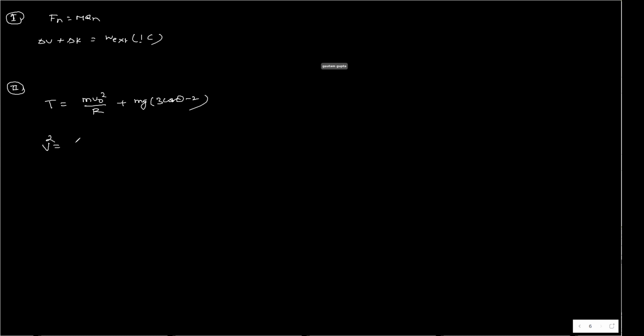What you have to remember: in all these questions, I have to write two equations. One equation is Fn equal to m an, and the second equation is delta U plus delta K equals the work done by external forces which are not conservative. After writing these two equations, at any generic theta, you will get tension as a function of theta as m v naught square by r plus m g into 3 cos theta minus 2. And you will get velocity as a function of theta as v square equal to v naught square minus 2 g r into 1 minus cos theta.